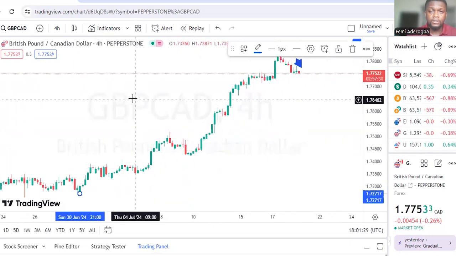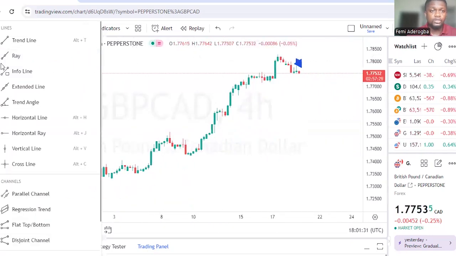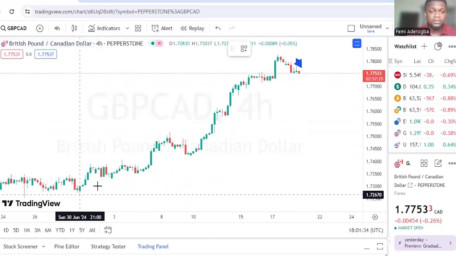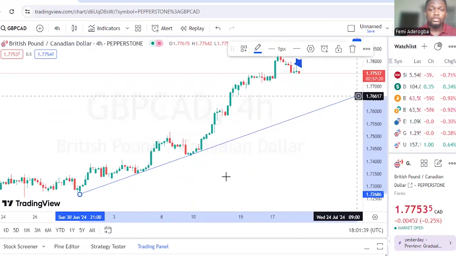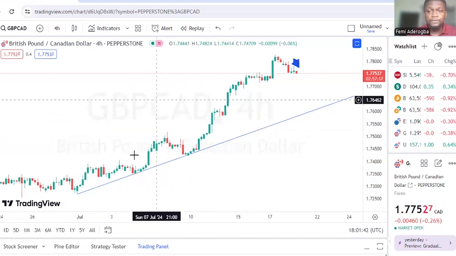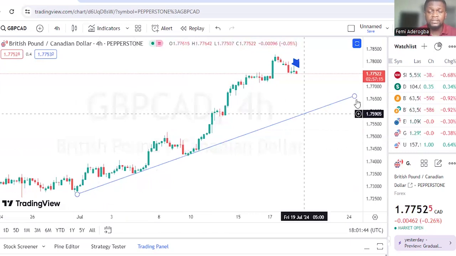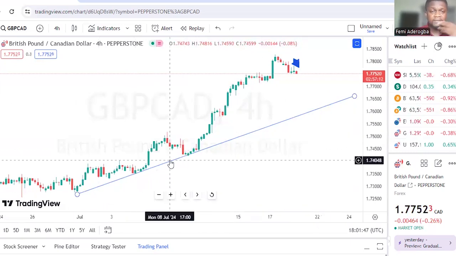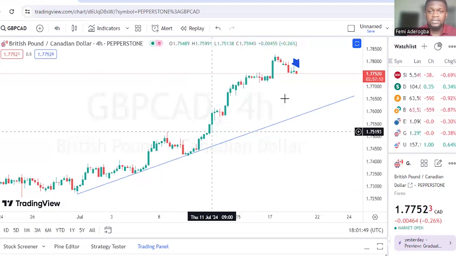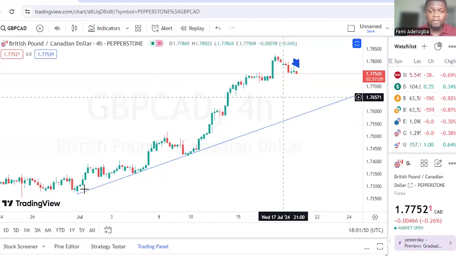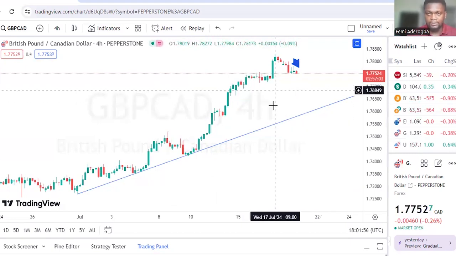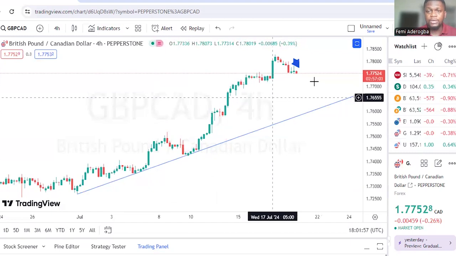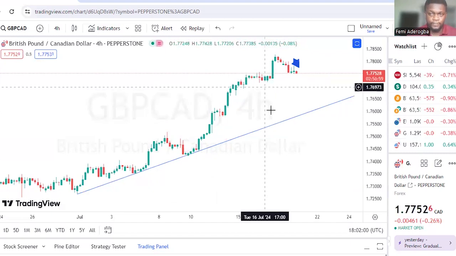Oh, sorry. Another thing you can do is draw the trend line from here. So obviously, if you draw the trend line from this place, you will be able to see that it's very important. If you have drawn this trend line, you will realize that there is an empty space there. Yes, these are areas you can expect the market to fill.